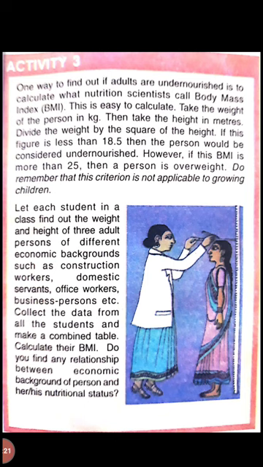If we get an answer of less than 18.5, then the adult would be considered undernourished, and if we get a BMI of more than 25, then the person is overweight. It means the perfect BMI would be between 18.5 and 25. One thing to remember here is that the formula is not applicable to growing children. For the activity, you can calculate the BMI of your family members, at least 4 family members, and compare the nutritional level of each.